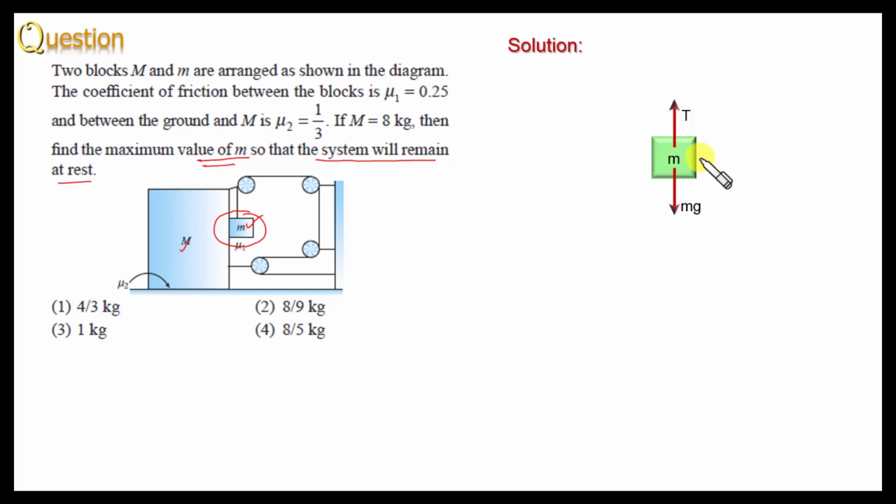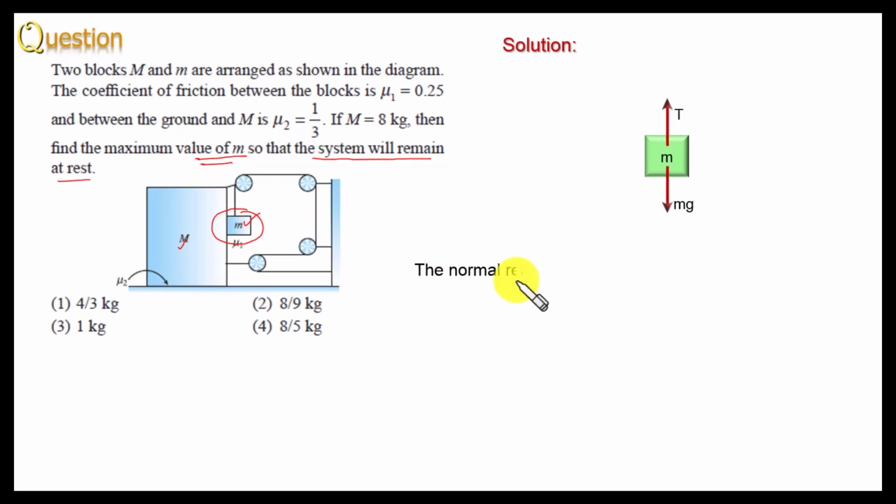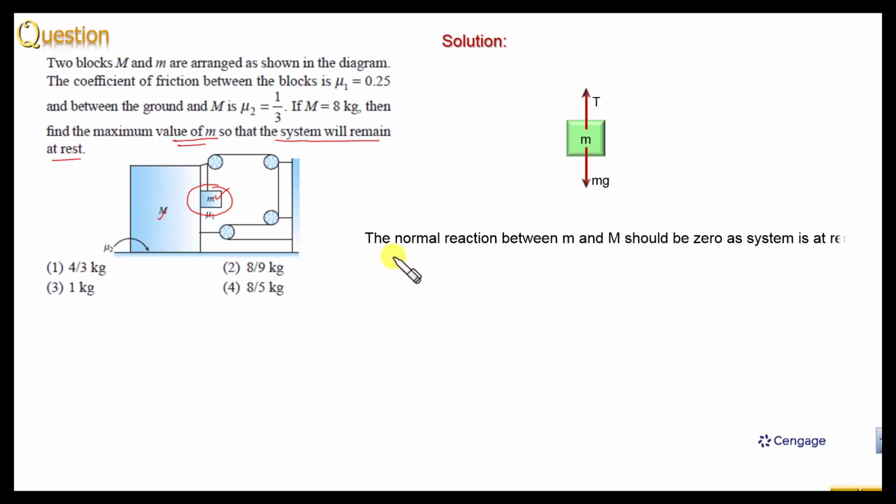If it is not moving in the horizontal direction, that means the horizontal force acting on small m should be 0. That means no horizontal force should act on small m, and the only possibility of a horizontal force on small m is the normal reaction. It means the normal reaction between capital M and small m should be 0. If the normal reaction is 0, that means the friction force will be 0. There should not be any friction between the surface of capital M and small m.